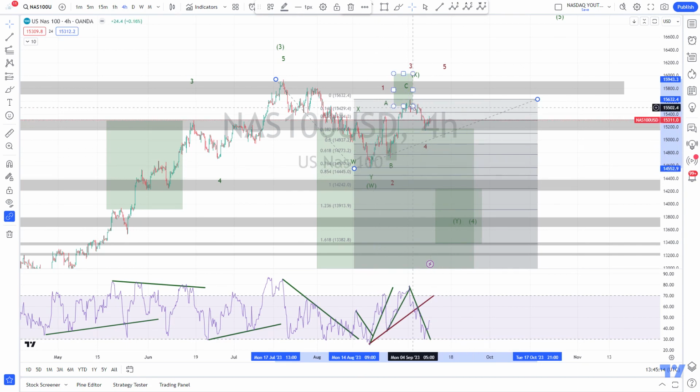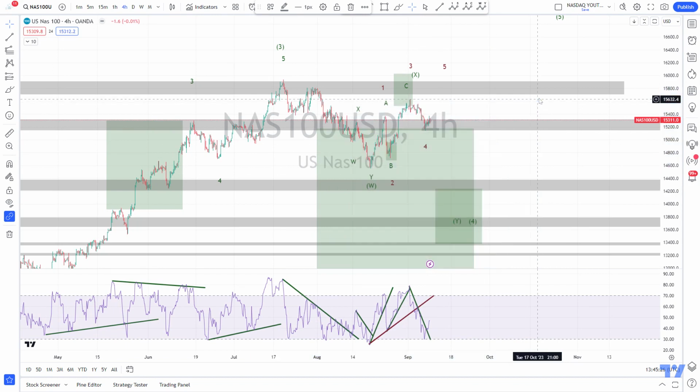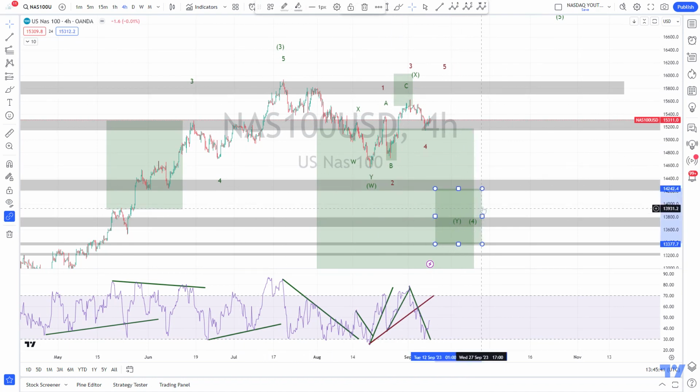So then we should see what the data brings here. We need to further analyze this as soon as we get more data. But in general, I believe this is a nice buying opportunity for investors. So this would be a mature pullback if this plays out, WXY, and then I would buy here as an investor.